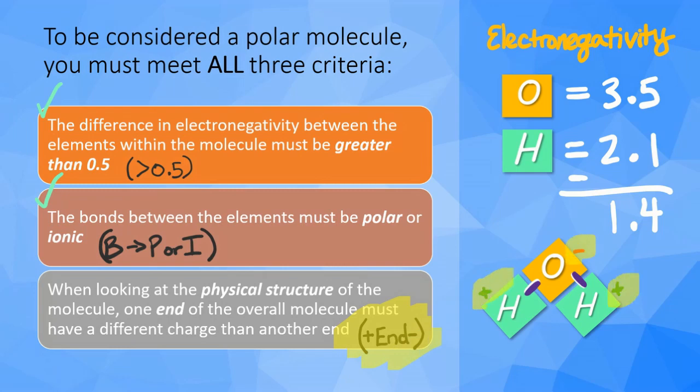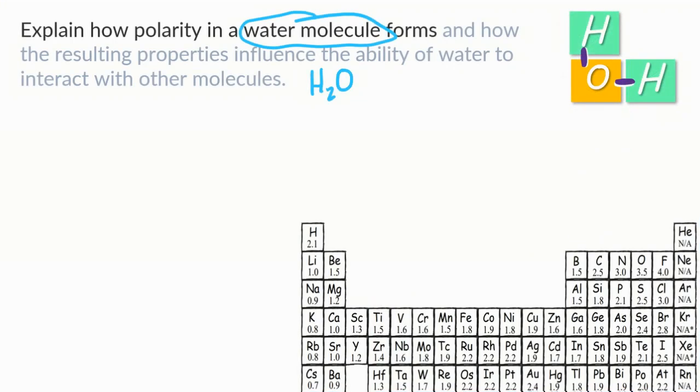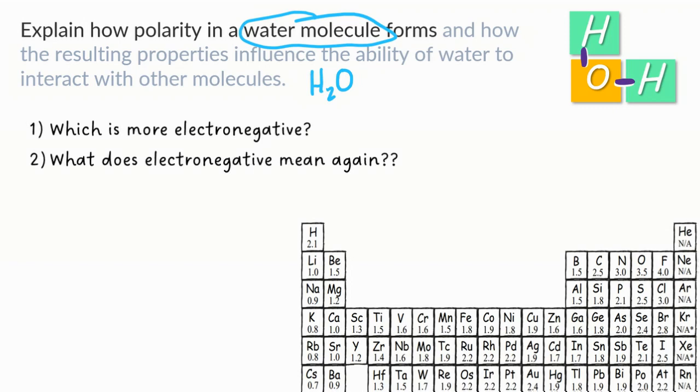Now, I already told you that the ends of a water molecule have different charges, but how could you have determined this on your own if you were asked? Let's look at that. To figure this out, we need to first address two key questions. Which element is more electronegative, hydrogen or oxygen? And what does electronegativity actually mean?